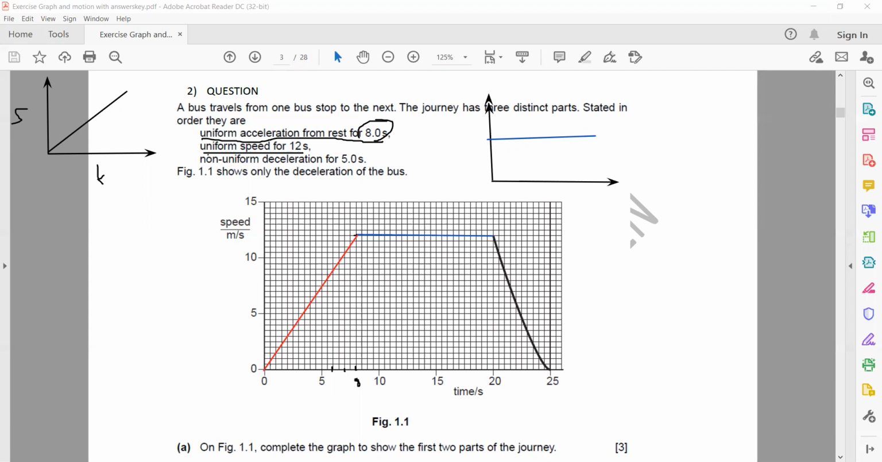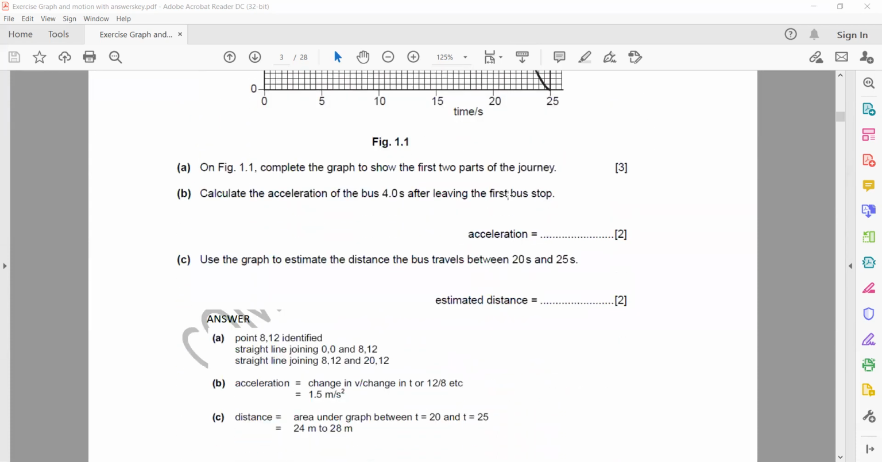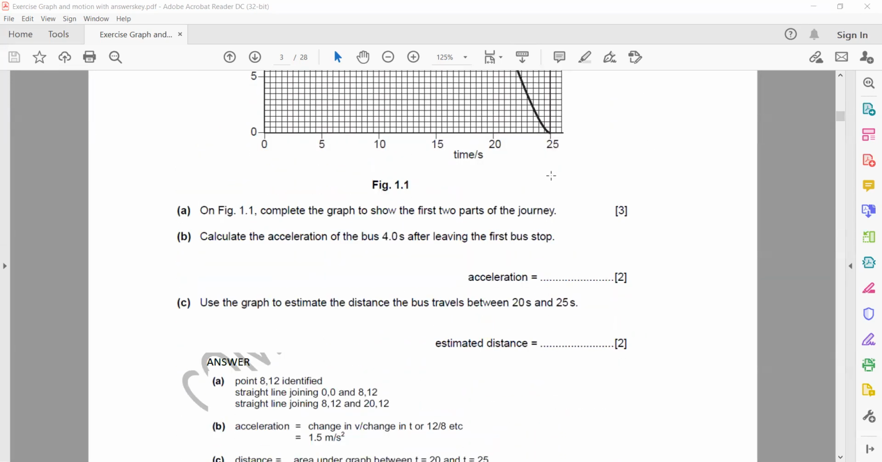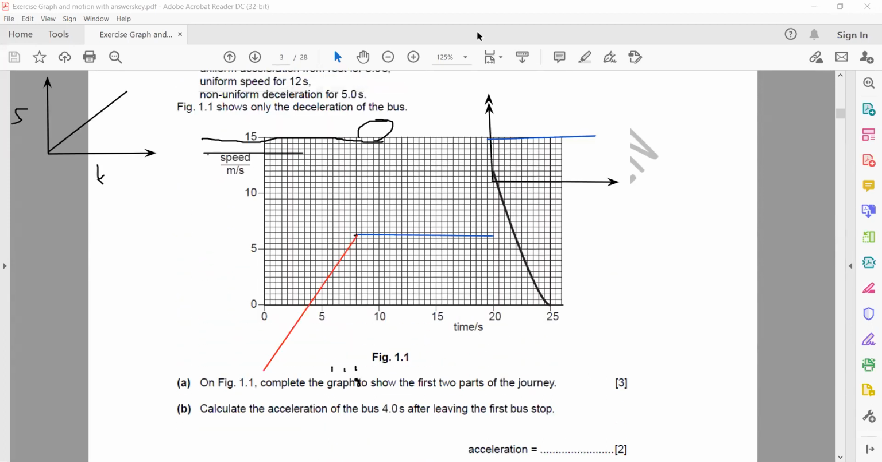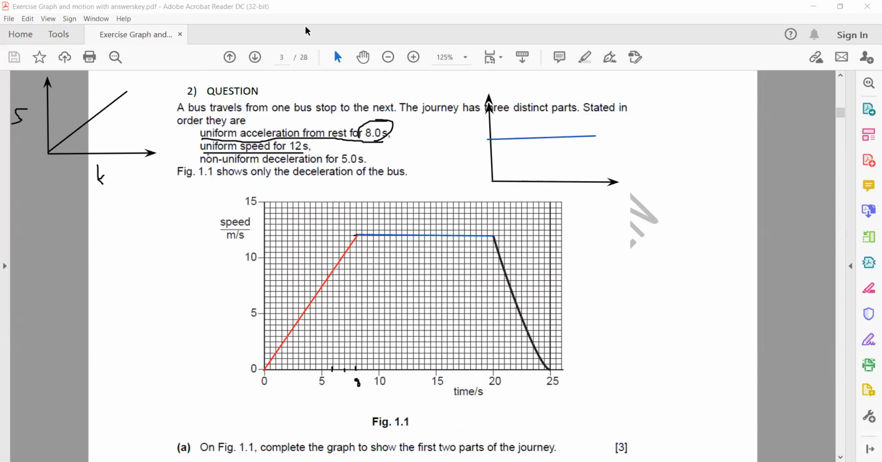So first it is a constant acceleration, and the second part it is constant speed. Then the third part, calculate the acceleration of the bus for 4 seconds after it leaves the bus stop. So how can we calculate the acceleration of the bus for 4 seconds? Because it's a straight line, we can use the formula: the acceleration is the final velocity minus initial velocity divided by time. So when time is equal to 4 seconds.